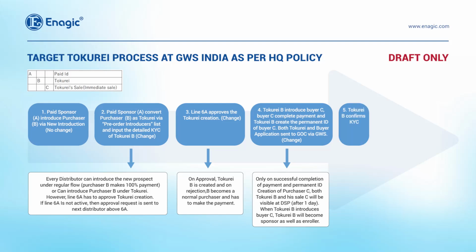5. Tokure B confirms KYC. 6. Buyer C confirms the KYC and order, and ENAGIC ships the product to buyer C.